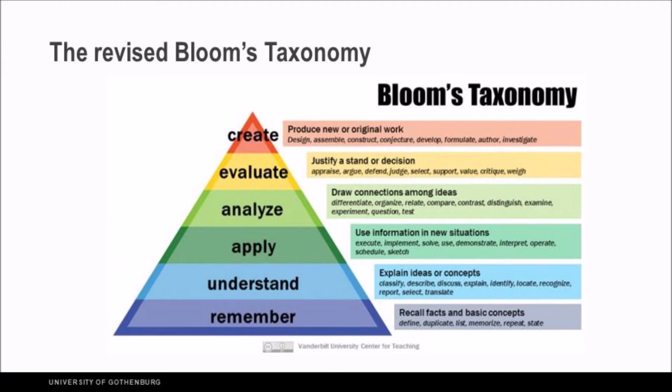So this is the revised Bloom's taxonomy. And as you can see here, thinking skills go from the more basic levels such as remember and understand to apply and more cognitively complex skills such as analyze, evaluate, and create. The 3 top levels, analyze, evaluate, and create, are often considered to be higher order thinking skills, while the 3 bottom levels, remember, understand, and apply, are often considered to be lower order thinking skills. And this is also the division between higher order thinking and lower order thinking that I've used in my study.